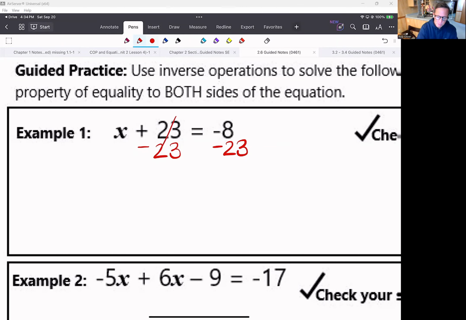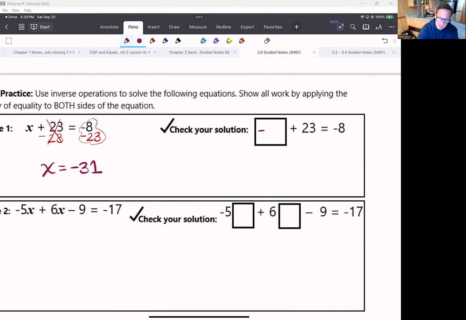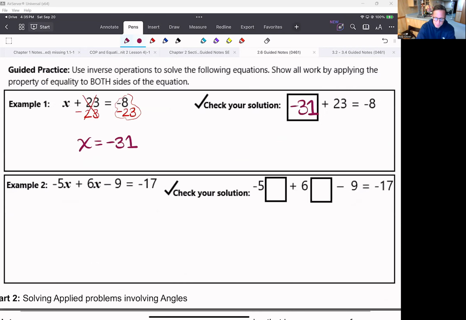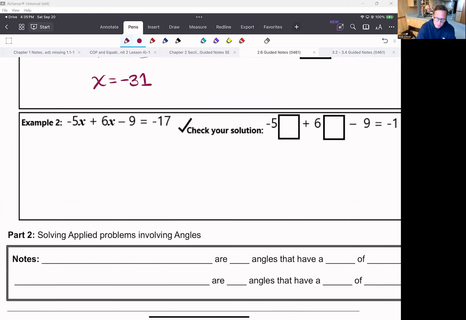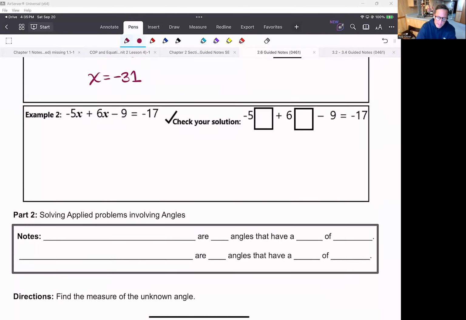So those cancel each other out. Over here is going to be the end solution, which is x equals -31. And then we can check it. -31 plus 23 does equal -8.